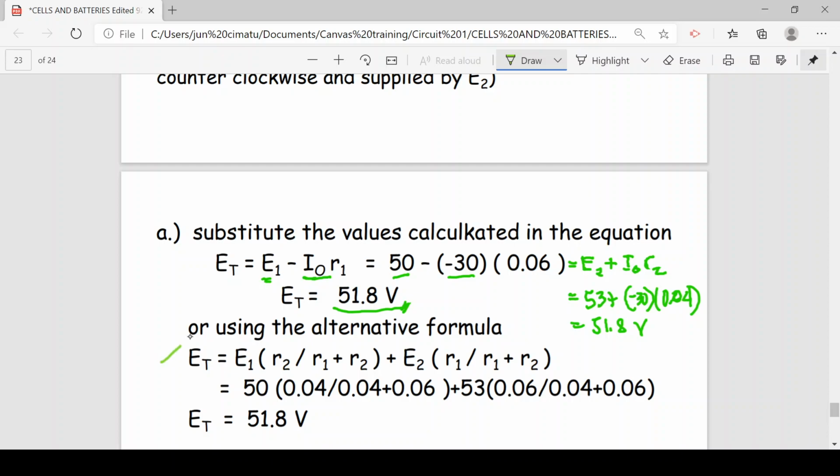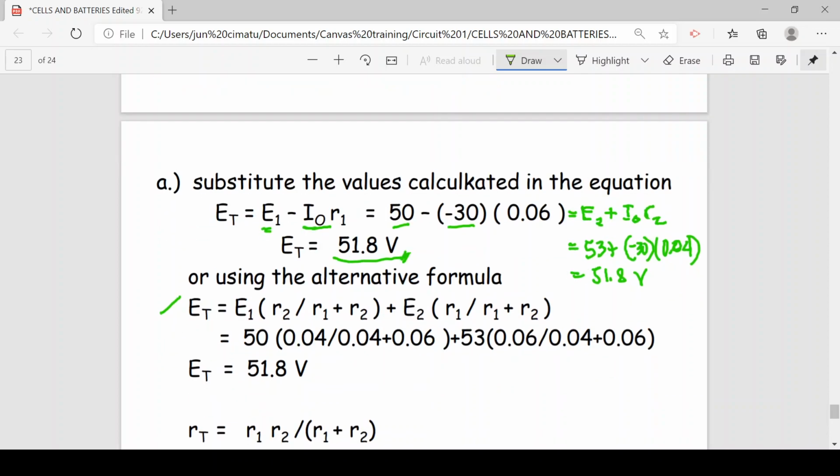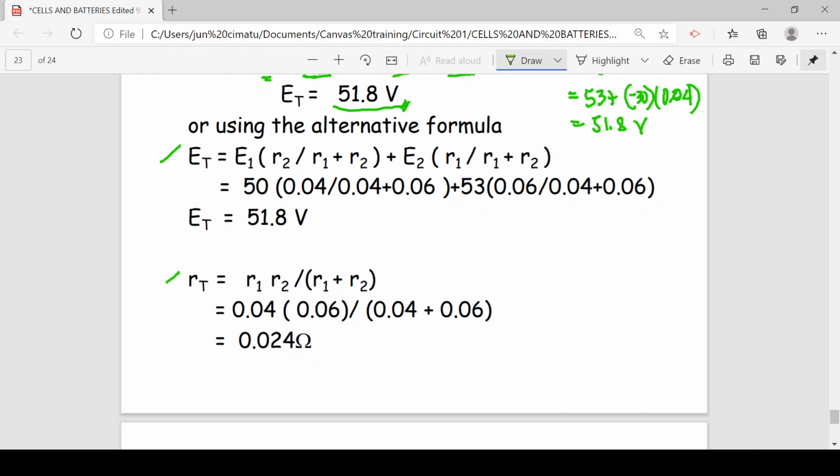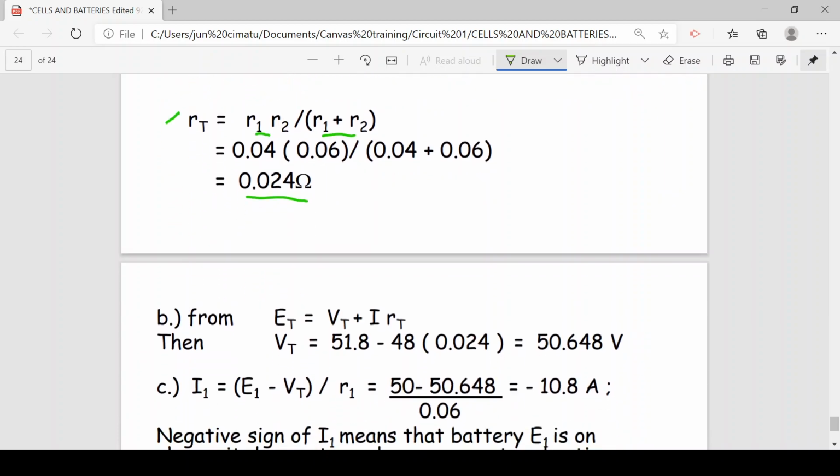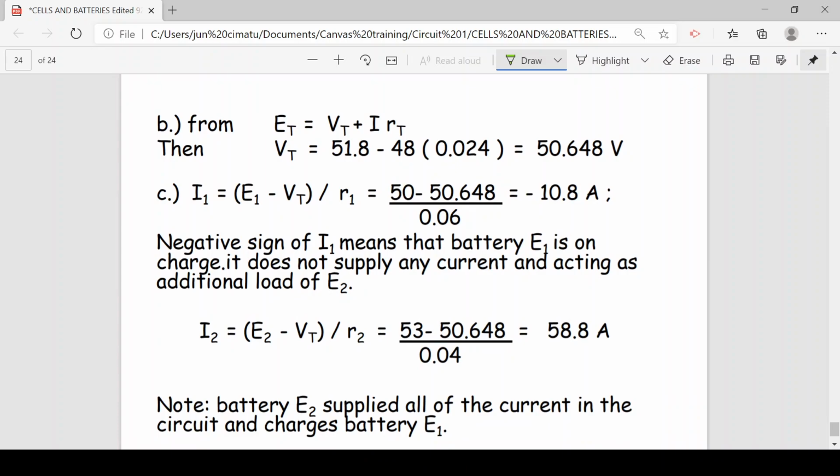Or you may apply the formula without using the circulating current. Computing for the total internal resistance, two resistors in parallel, we can apply the product over sum formula, and this equals 0.024 ohm. So we can determine the terminal voltage. We have computed the value of the total internal EMF and the total internal resistance. The current that is going to the load was known. It's 48 ampere. Then we can now determine the terminal voltage. That is 50.648 volts.